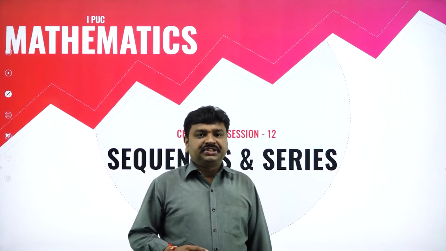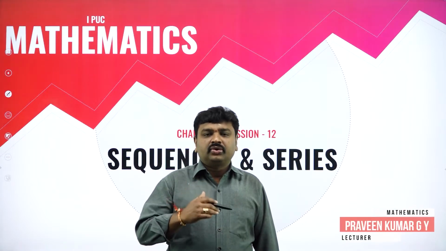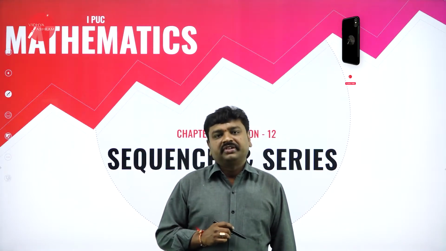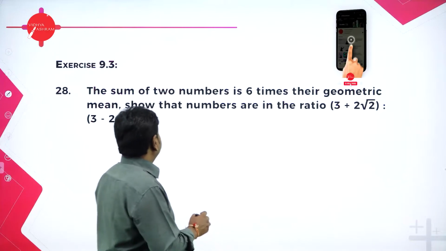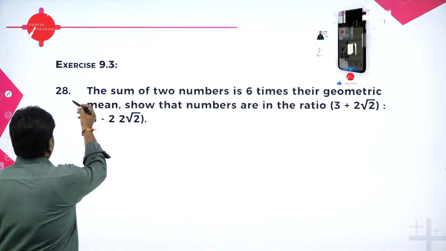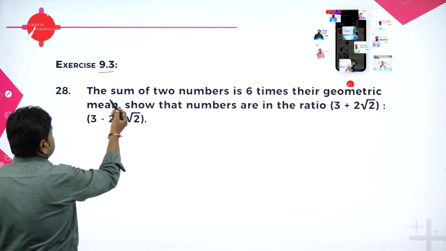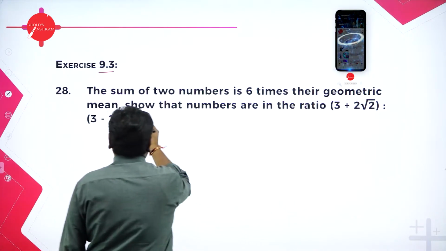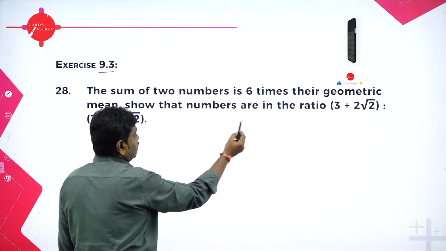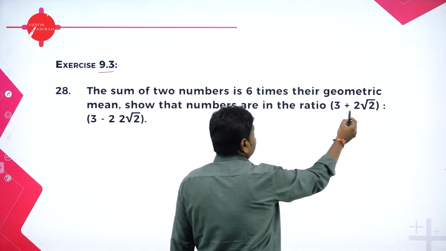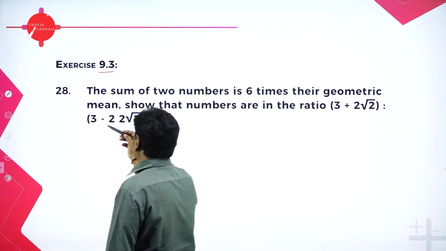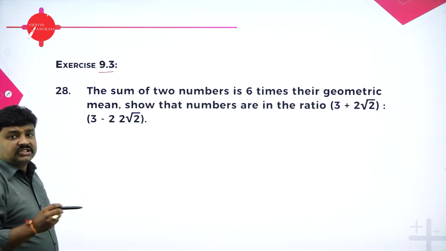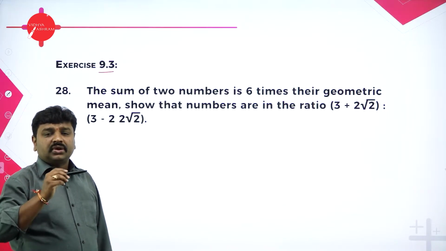Welcome to the session, dear students. Today we'll go ahead with the problems of exercise 9.3. In 9.3, problem 28, the sum of two numbers is 6 times their geometric mean. Show that the numbers are in the ratio 3 plus 2 root 2 is to 3 minus 2 root 2. They want you to assume the numbers and prove it.